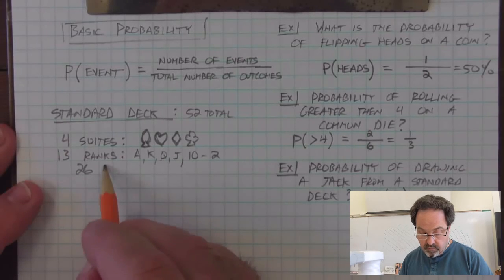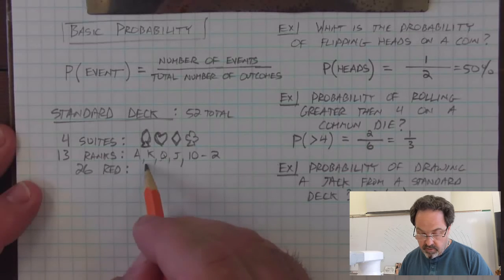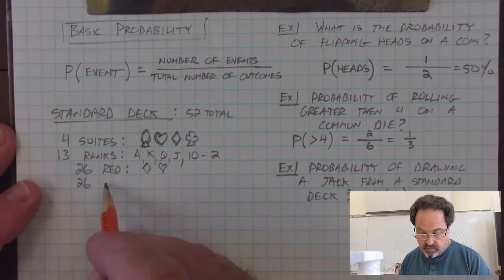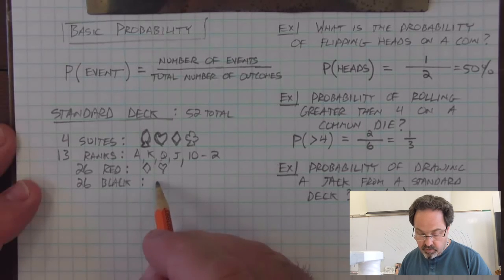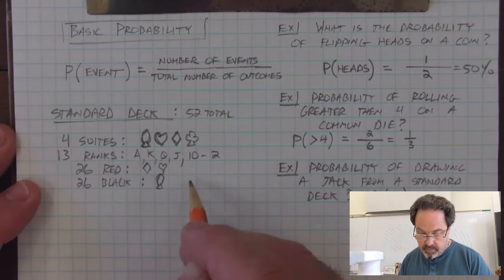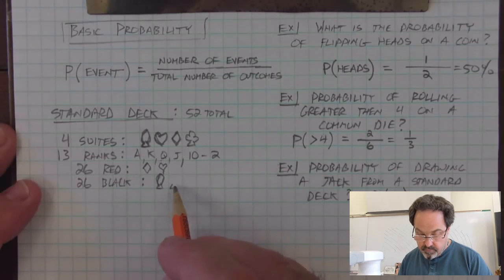26 of those cards are red. Any card that is a diamond or a heart is a red card. And 26 of the cards are black. Half of the deck is red and half of the deck is black. Those cards that are spades are black, and clubs.